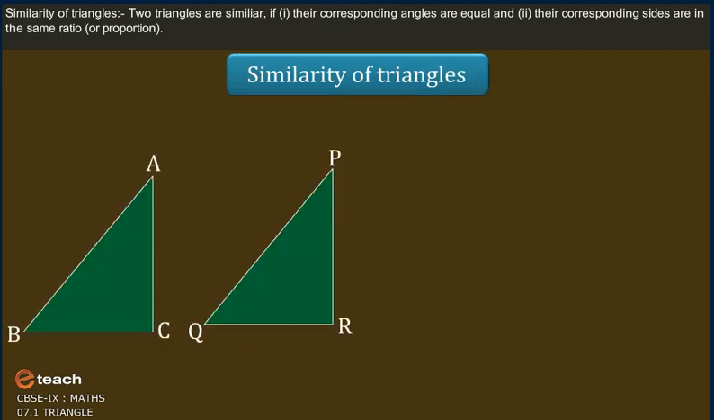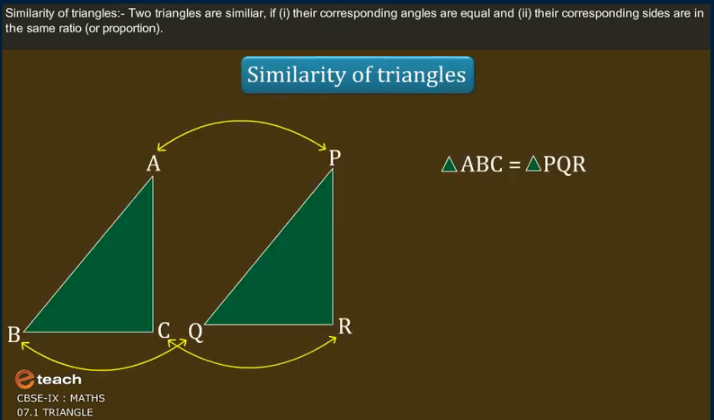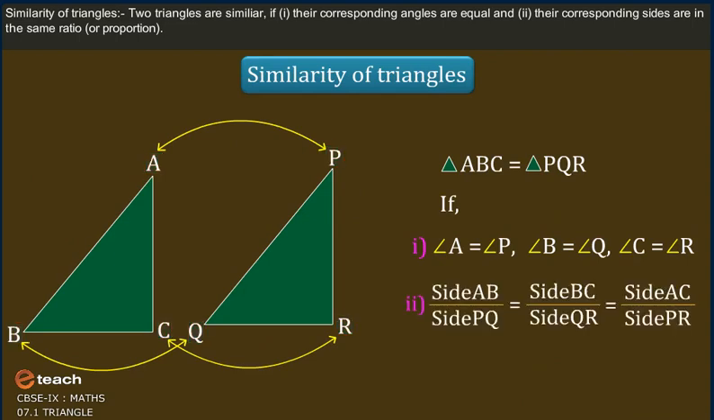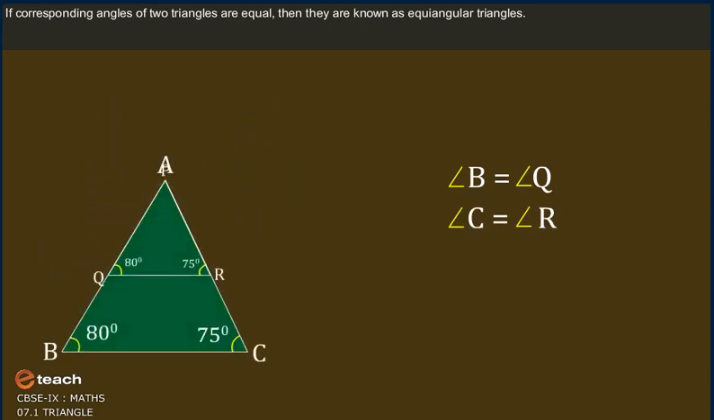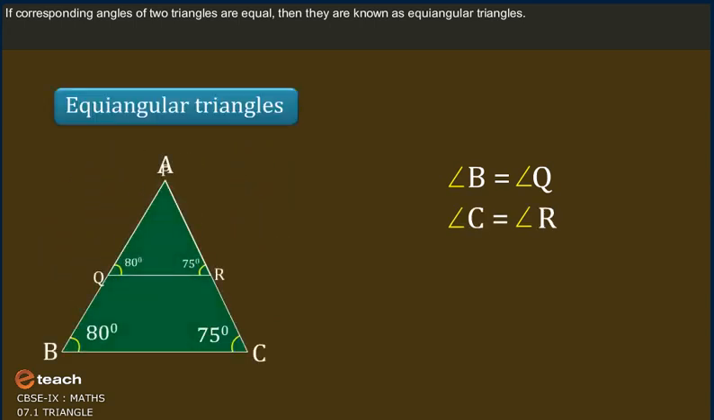Similarity of triangles. Two triangles are similar if, one, their corresponding angles are equal, and two, their corresponding sides are in the same ratio or proportion. If corresponding angles of two triangles are equal, then they are known as equiangular triangles.